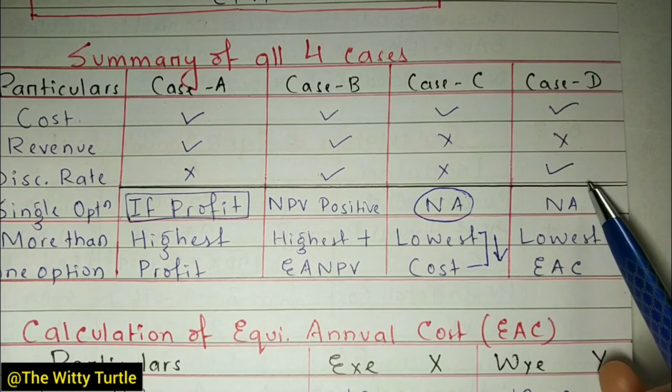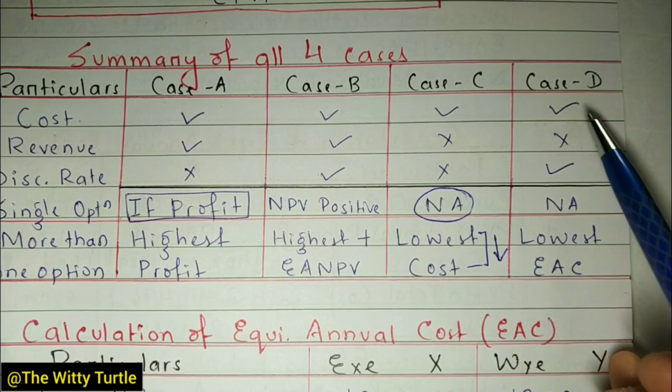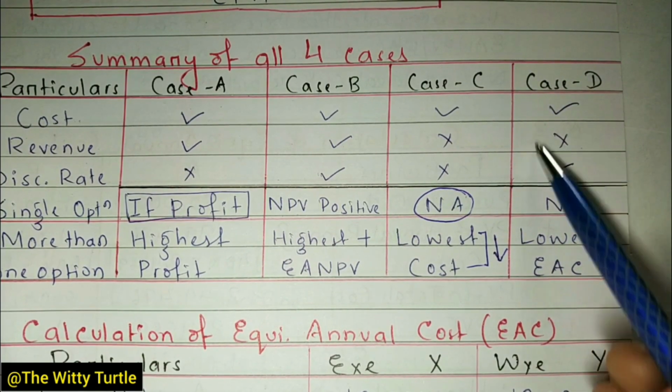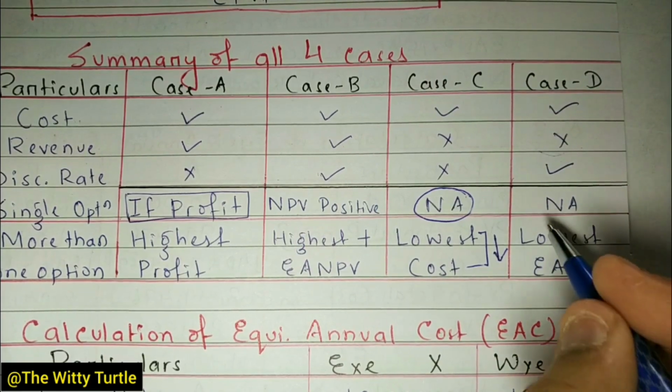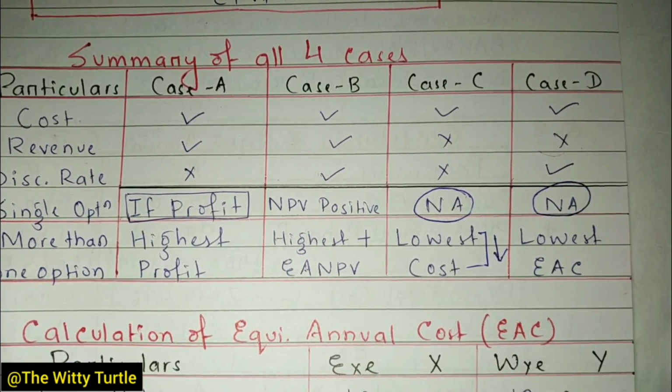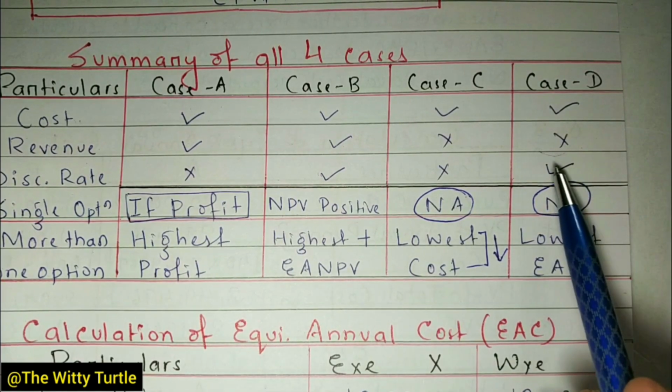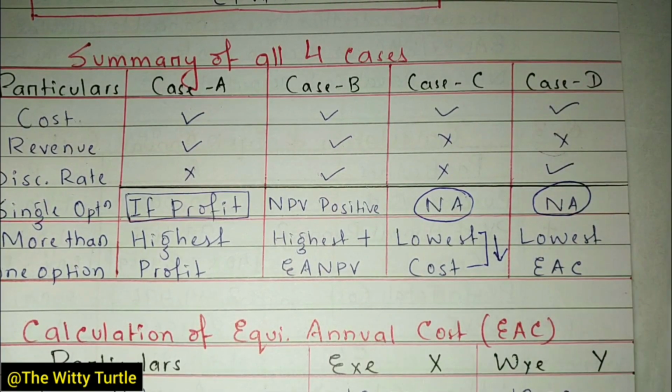And in the last case, what is it saying? If only cost and discounting rate are given to you, and obviously revenue is not given to you, then there is no single option case. There are no such cases. But for this case, you have to calculate the equivalent annual cost.